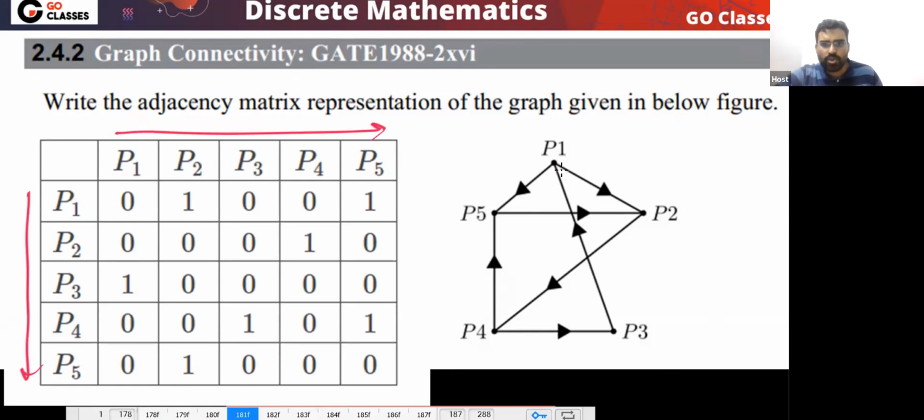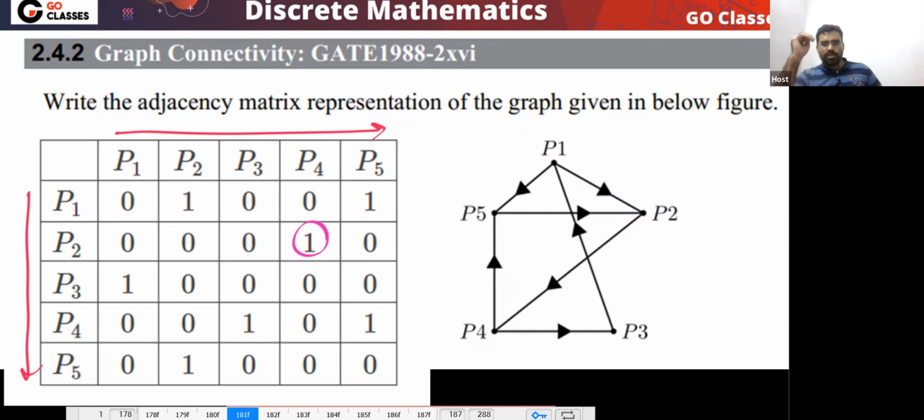Now you can notice, from P1 to P1, there is no edge. There is no self loop. From P1 to P2, 1, because from P1 to P2, there is an edge. From P1 to P5, there is an edge. From P2 to P2, there is no edge, no self loop. From P2 to P4, there is an edge. So like this, you can fill.